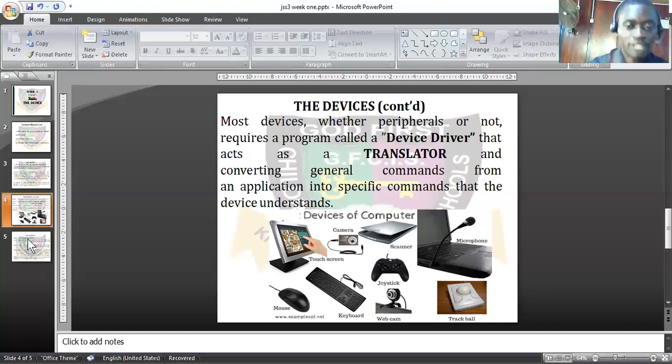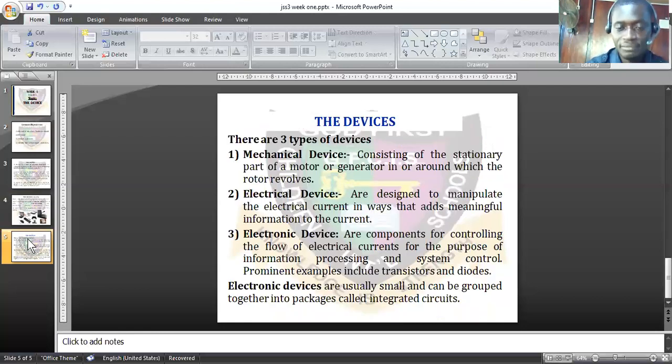Like you can see on the screen there, you have a touch screen, you have the camera, you have the scanner, you have the microphone, you have the mouse, you have a lot of other devices. Basically, those pictures you are seeing on the screen there are typical examples of what we call a device. Then the next thing we are going to be considering is types of devices. Types of devices.